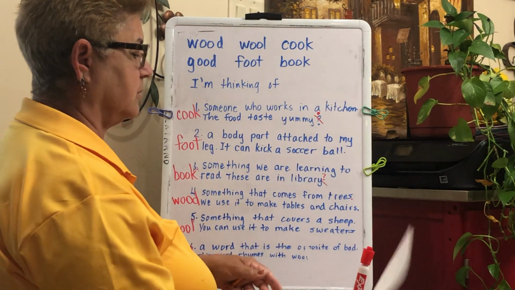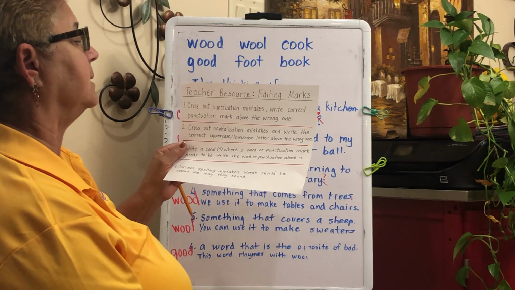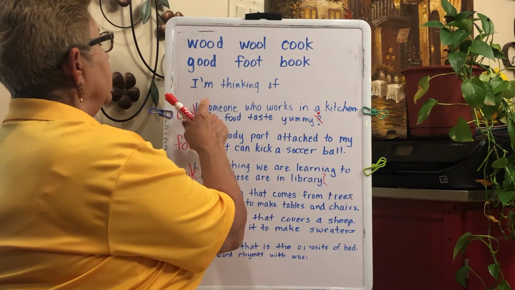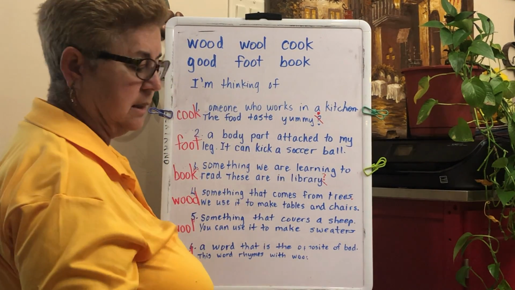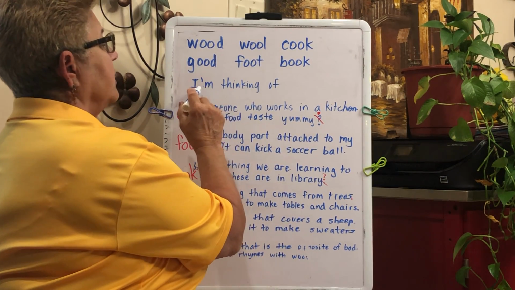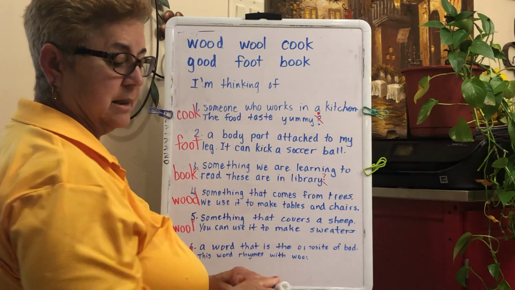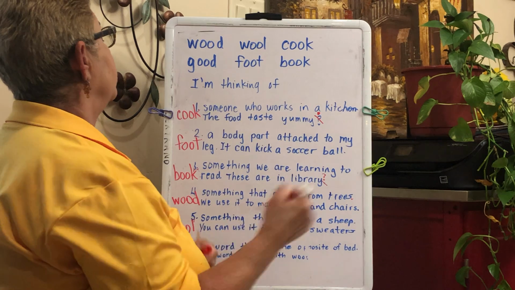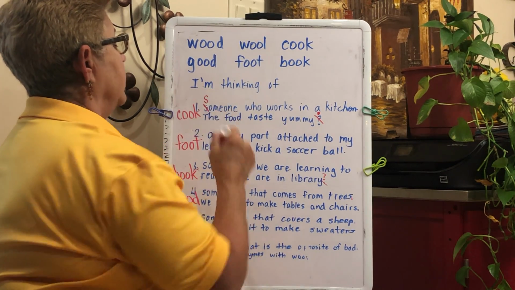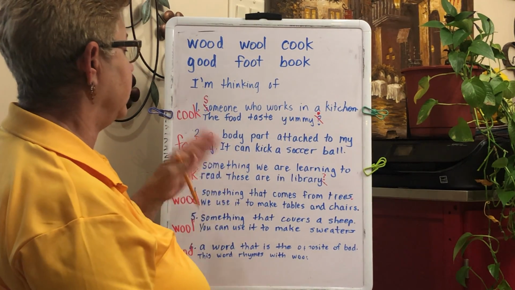The second says, cross out capitalization mistakes and write the correct upper and lowercase above the wrong one. So suppose this was the beginning of the sentence. Well, I can leave the S. But suppose this was the beginning of the sentence, then we would draw a line through it, and we would write capital S. And you would do that for any capital letters.